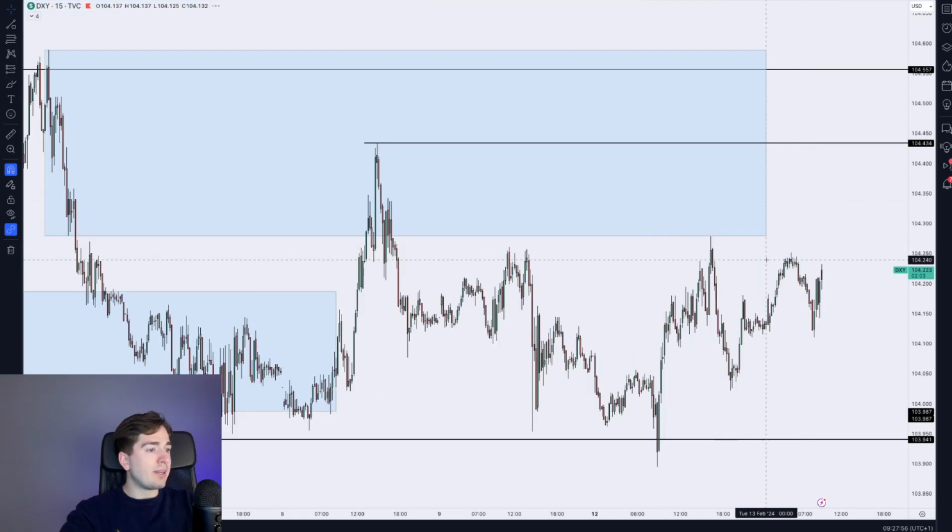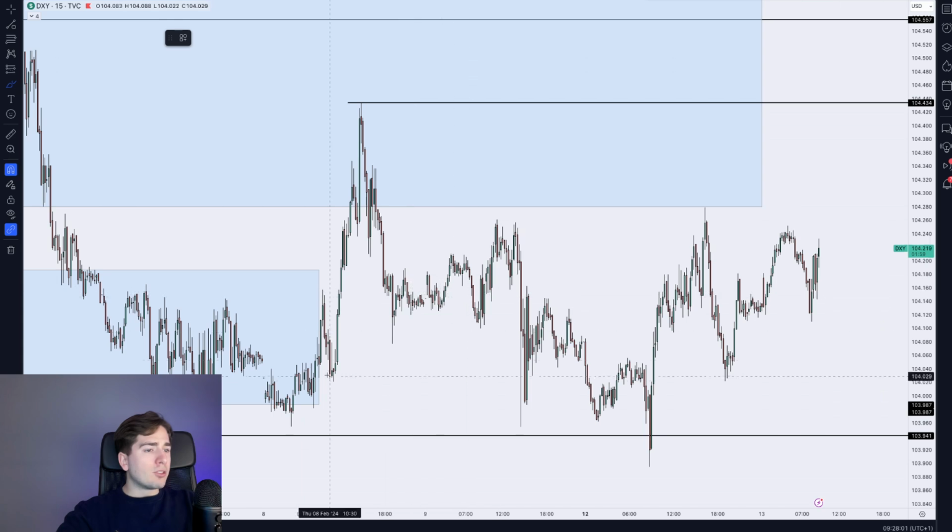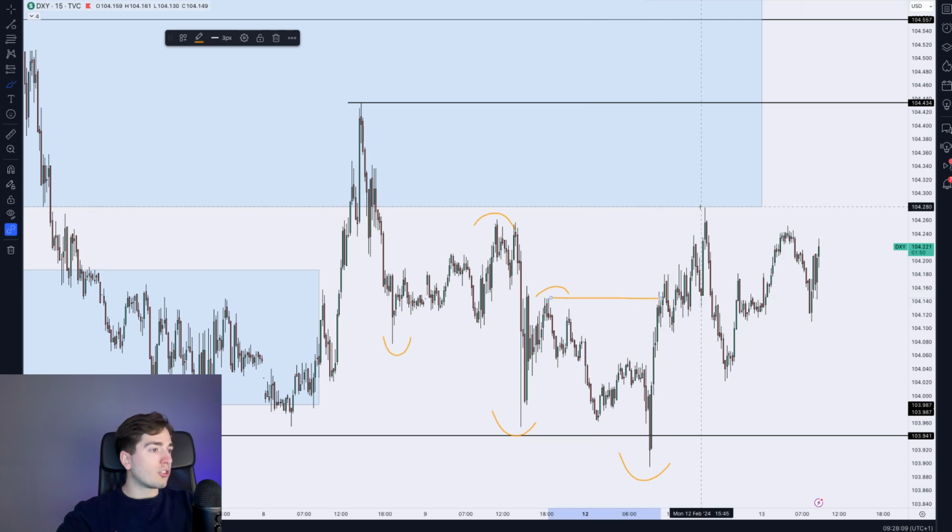Overall, looking at the 15-minute time frame, we can see that the overall trend on the 15 played out very beautifully. So what you can see is pretty much the low, the lower high, the lower low, lower high, and then again a lower low was put in, and then we broke the overall structure in towards the highs.